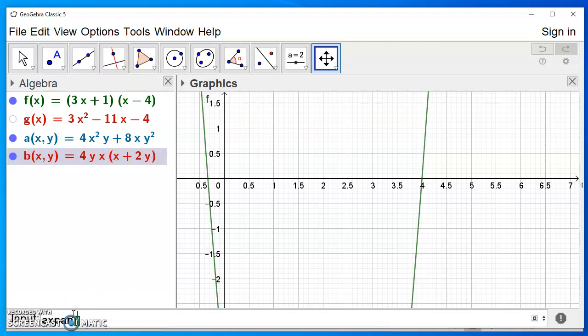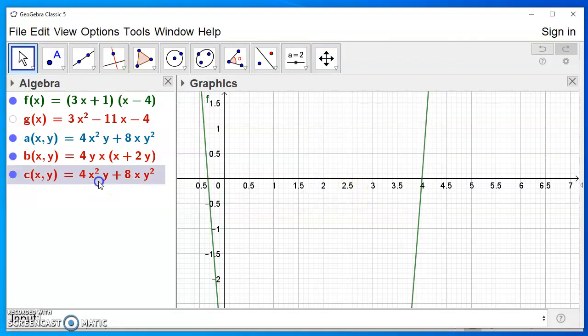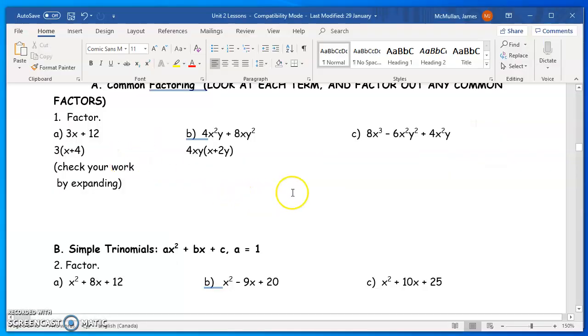Then we can go expand b, right? So I want to expand this function called b, and it just goes back to what we had before. So factor a would factor the function called a, and then expand b expands the function called b, and this is a really good way to check your work if you want to.